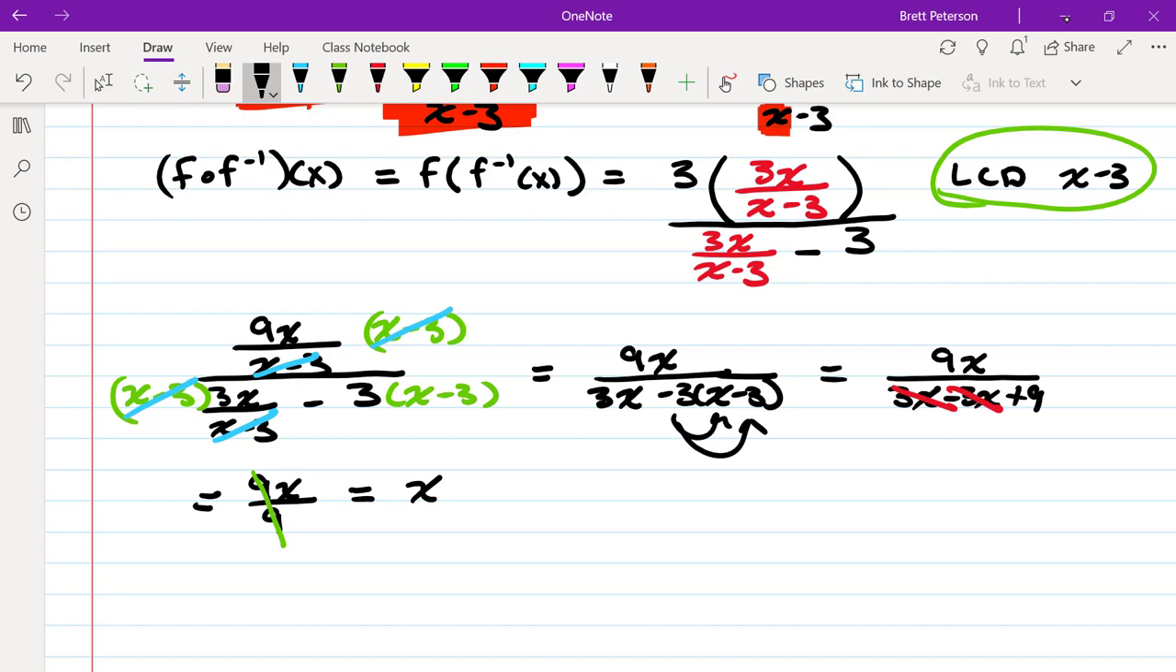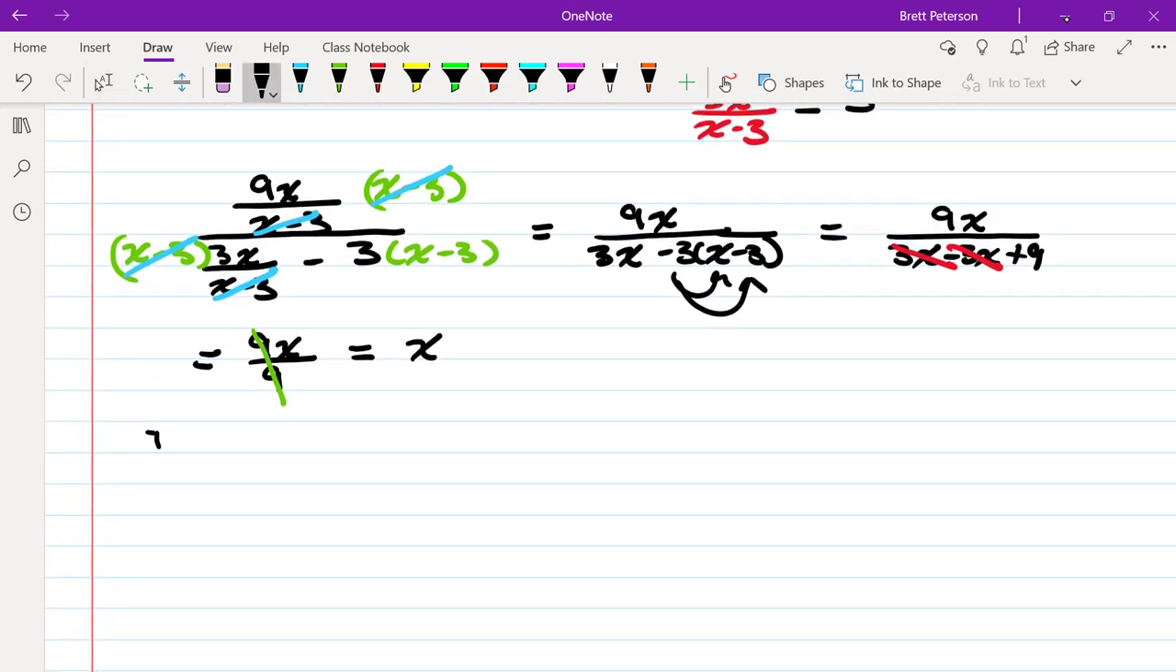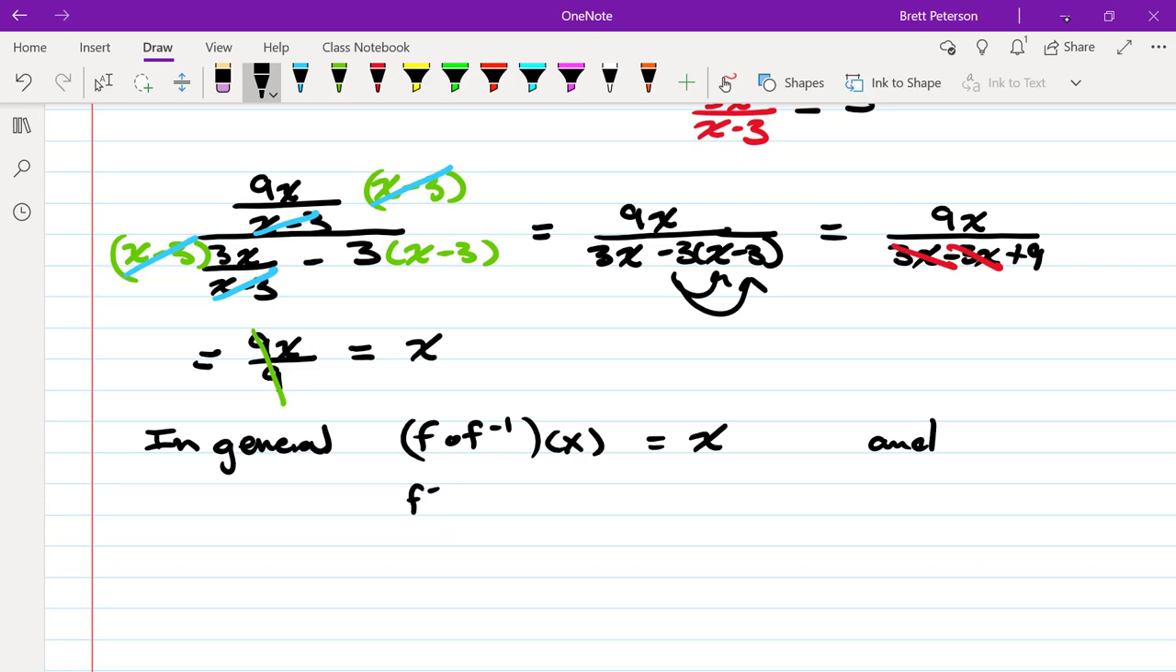Turns out that that is always going to be the case. So in general, we have that f circle f inverse of x is going to equal x, and it also happens in the reverse order. The f inverse circle f of x is also going to equal x. So a function and its inverse undo each other under the operation of composition.